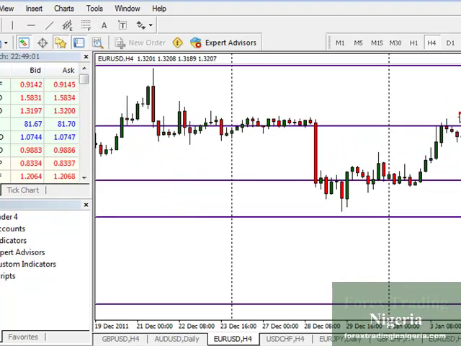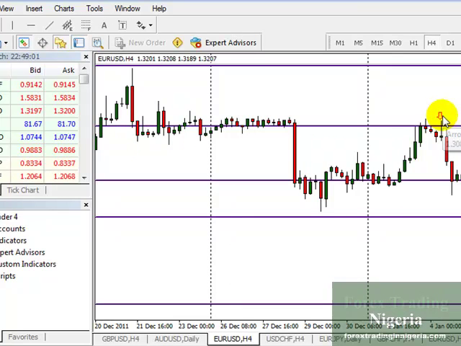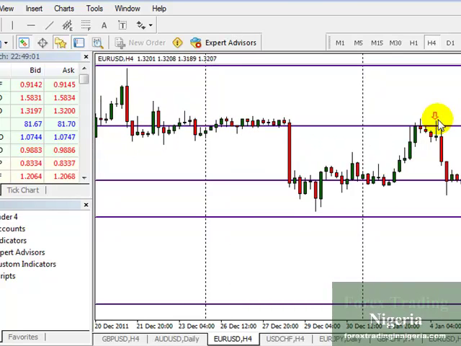Look at this. This is the pin bar here. Can you see it? This is the pin bar. This is our resistance line, and we found it there. So now, this is one.